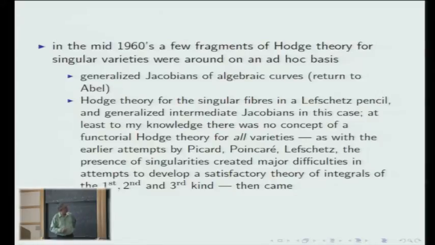Coming to the 60s, there were a few fragments of Hodge theory for singular varieties. Everything I said from Hodge was for a smooth, compact Kähler manifold, in particular, if it's algebraic, a smooth projective variety. There were generalized Jacobians of algebraic curves, which in a way were almost a rediscovery of what Abel was doing, but put in modern terms by Rosenlicht and others. And there was also the Hodge theory for the singular fibers in a Lefschetz pencil. That is, if you took the Picard picture where you have very controlled singularities, just ordinary double points, then you knew what happened to the Hodge theory when the thing became singular. You could just work that out by hand.